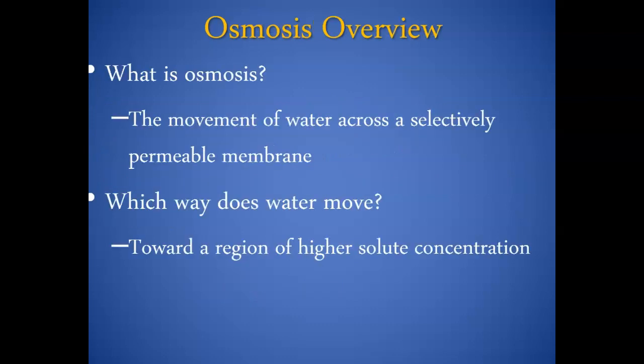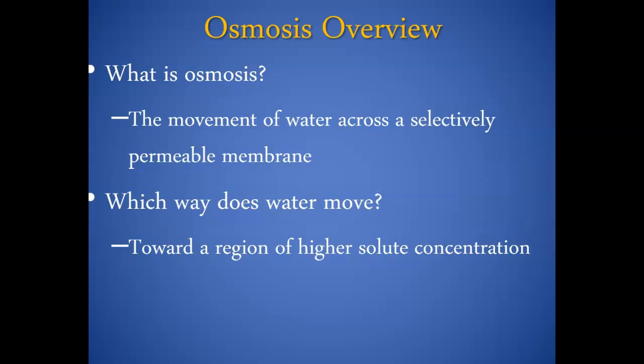We start by defining what osmosis actually is. It's defined as the movement of water across the selectively permeable membrane. If it is the water that is moving, in which direction does the water move? It's said that the water moves towards a region of higher solute concentration. Solute is the thing that you put in that dissolves inside something. So if you have sugar dissolving in water, then your sugar is your solute. So in which way does the water move?